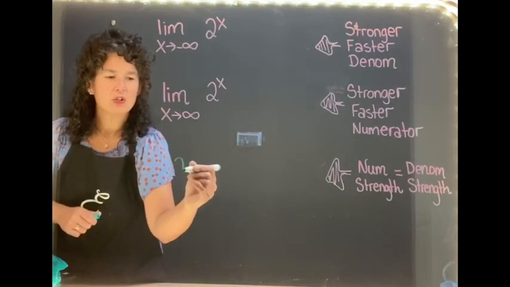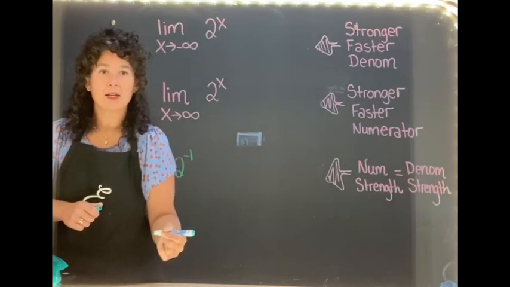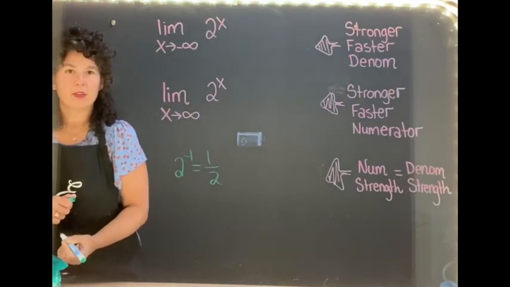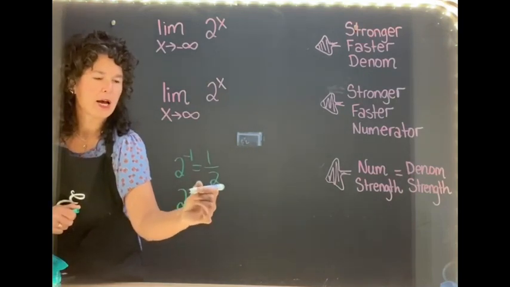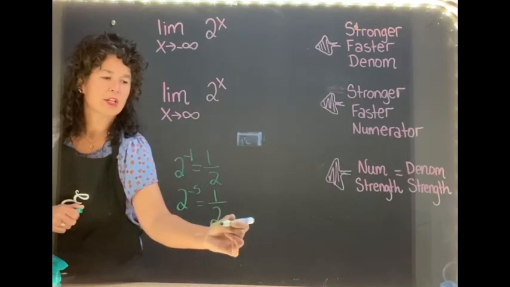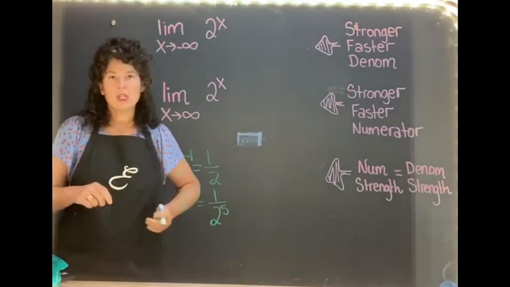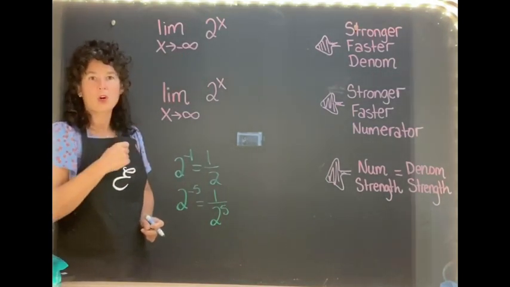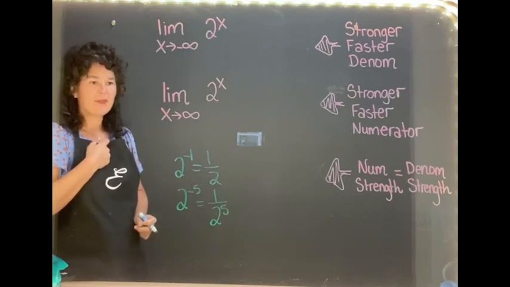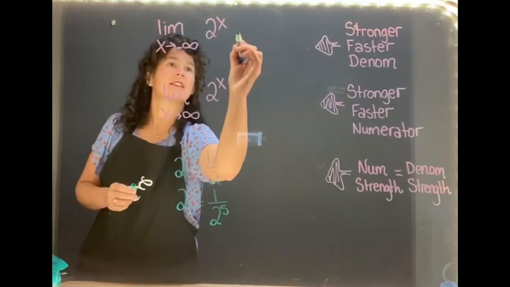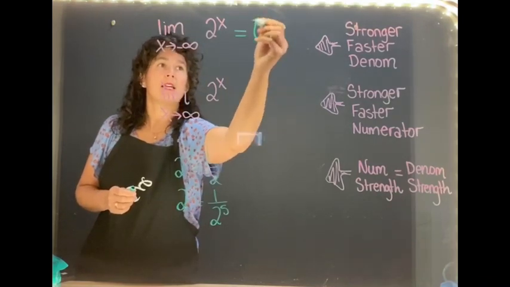If I had 2 to the power of negative 1, well, that is the same thing as 1/2. If I have 2 to the power of negative 5, well, that is 1 over 2 to the 5th. Notice as I select numbers that are more and more negative, going to negative infinity, it's actually the denominator that is getting bigger faster, which is why in this case, the answer would be 0.